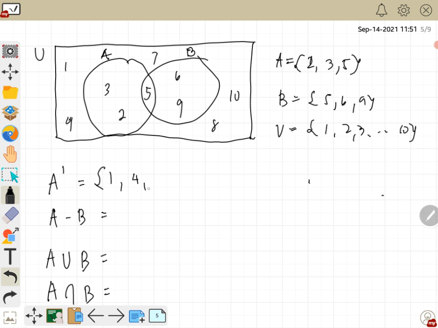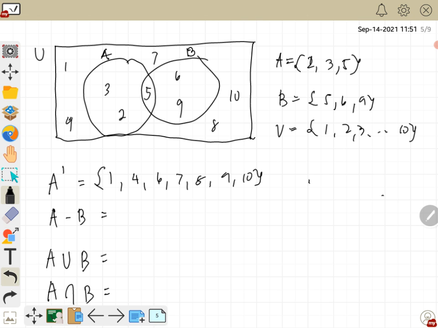4, 6, 7, 8, 9, 10. So as you can see, these are the elements that you can find in the rectangle, but you cannot find in A. And those represent the elements of A complement. The set of all elements in the universal set that are not in A.